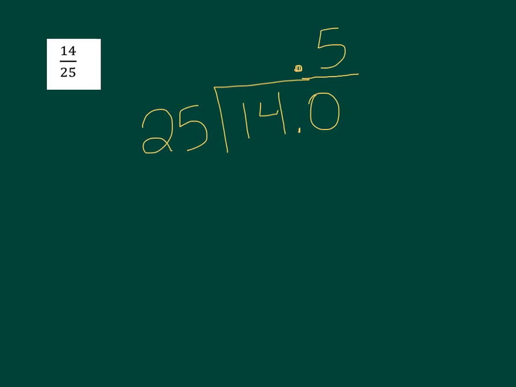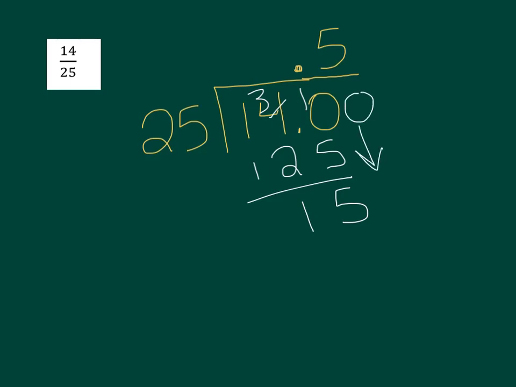5 times 25 is 125. When I subtract, I'm going to need to borrow. So then I get 10 minus 5, which is 5, and 3 minus 2, which is 1. 1 minus 1 is 0. Now, I can't have a remainder because I have a decimal point, so I have to add a 0 and keep going.